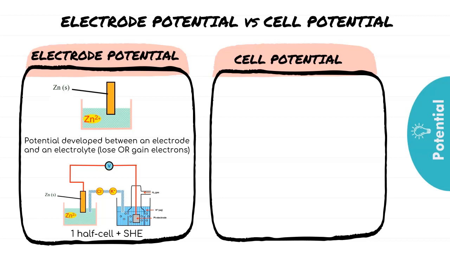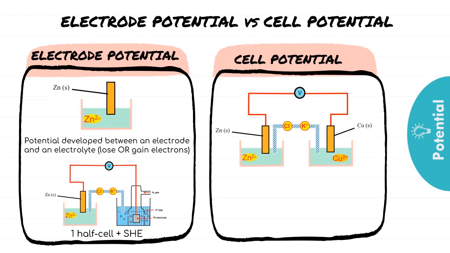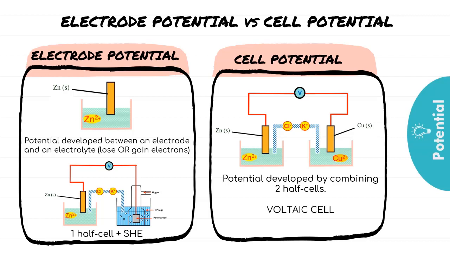For a combination of two half cells, where one electrode loses electrons while the other electrode gains electrons, the potential developed by these two cells is known as cell potential. Cell potentials can be determined by using a voltaic cell.